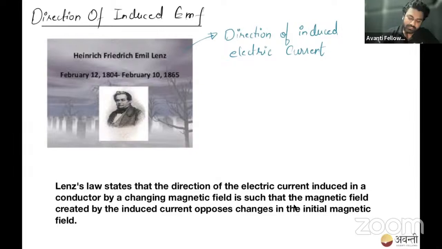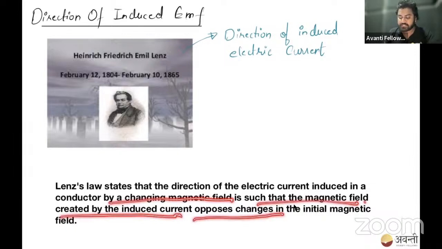So he told that it states that the direction of current or direction of this EMF basically induced in a conductor by a changing magnetic field is such that the magnetic field created by the induced current opposes the changes in the initial magnetic field. This is a statement. If you don't understand, I'll tell you practically.